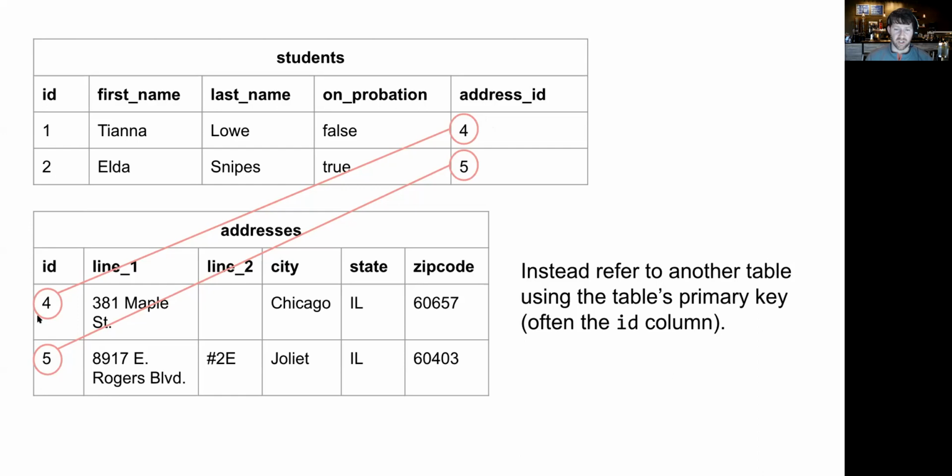This is what's called a join table. We're joining two tables together, and we can extract all of Tiana's information through this join table. So address ID 4, coming down here, the addresses ID column is 4. There we can grab her address.